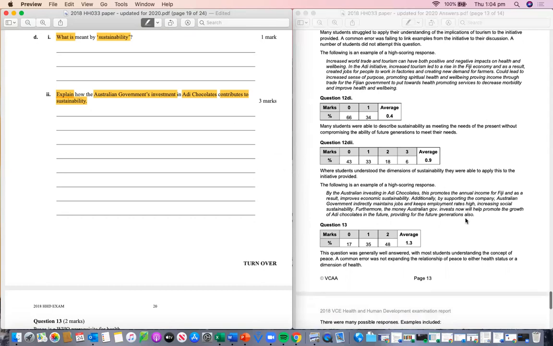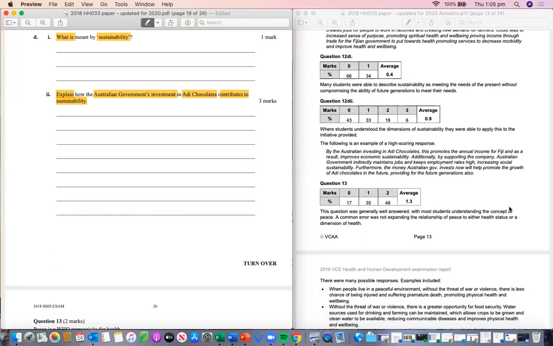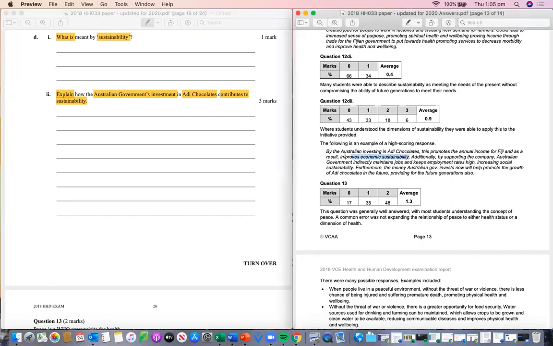So for 3 marks, again, many people fell between the 0 and 1 mark here. Okay, very rarely do people achieve 2 to 3 marks. So basically it says where students understood the dimensions of sustainability, they were able to apply this to the initiative provided. So an example of a high scoring response. By the Australian government investing in HHD chocolates, this promotes annual income for Fiji and as a result improves economic sustainability. 1 mark here. Additionally, by supporting the company, Australian government indirectly maintains jobs and keeps employment rates high, increasing social sustainability.